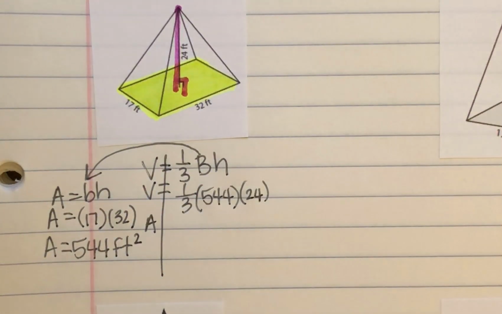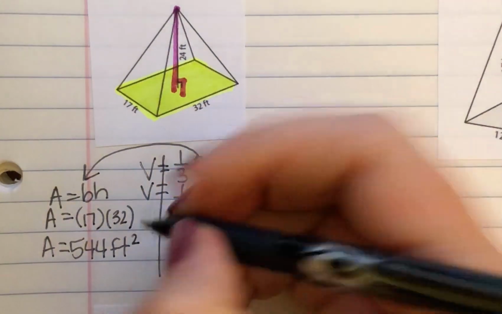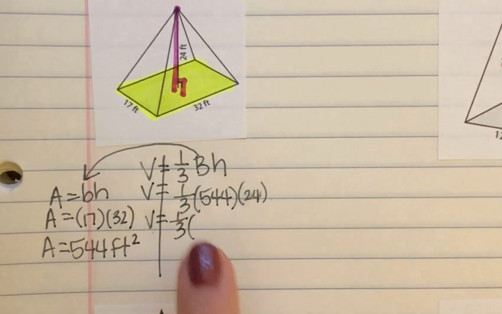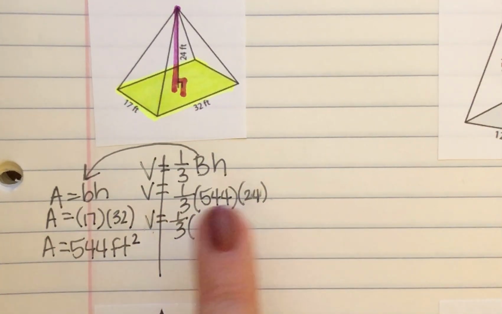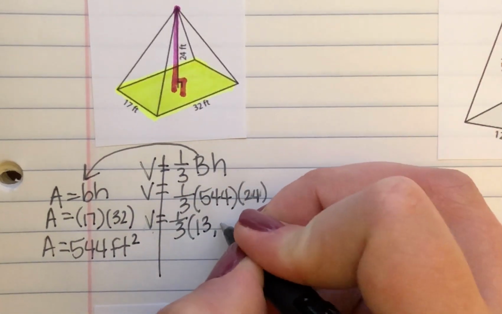Oops, sorry. That's why we've got an erasable pen going on here. This is not area, we're working on volume. So volume is going to be 1/3 of 544 times 24. That is going to be 13,056, I believe.